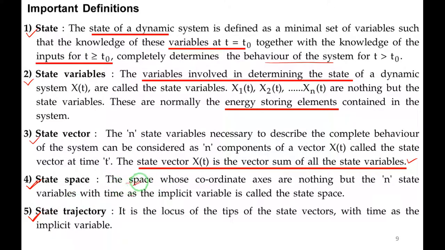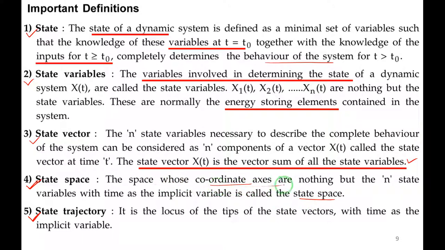Okay, I will just read out, just try to understand, or else I will explain these concepts in the coming slides. The space whose coordinate axes are nothing but the n state variables with time as implicit variable is called state space. Suppose there are n state variables, means n coordinate axes will be there. If there are only two state variables, there are two axes, x1 axis and x2 axis, corresponding to the state variables, right? Time is implicit variable. What are the changes in the state, right? If there are n state variables, then there are n coordinate axes, which is very complex, right? And this we call state space.